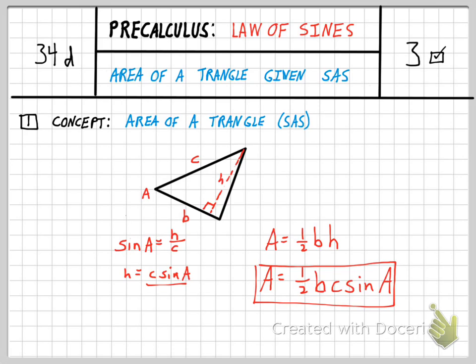This works for any of the three combinations, so you might see this written differently. You might see it written as A equals 1/2 AB sine C, but that's really just the same formula with a different combination of sides and the angle between them. And obviously the third one would be 1/2 AC sine B. Don't think of these as three different formulas though. It's really the same formula. You just have two sides and the angle between them.